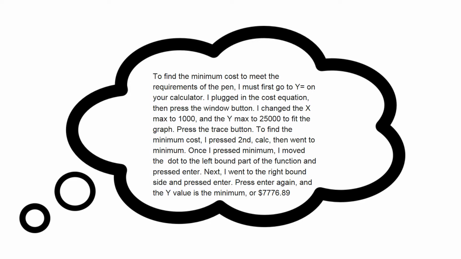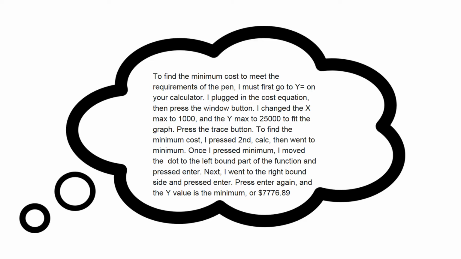To find the minimum cost to meet the requirements of the pen, I must first go onto Y equals on your calculator. I plugged in the cost equation, then pressed the window button. I changed the X max to 1,000 and the Y max to 25,000 to fit the graph. Press on the trace button. To find the minimum cost, I pressed second calc, then went to the minimum.